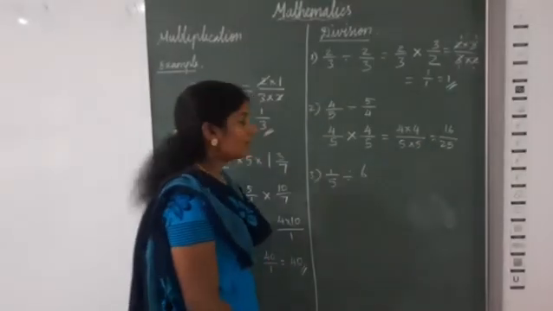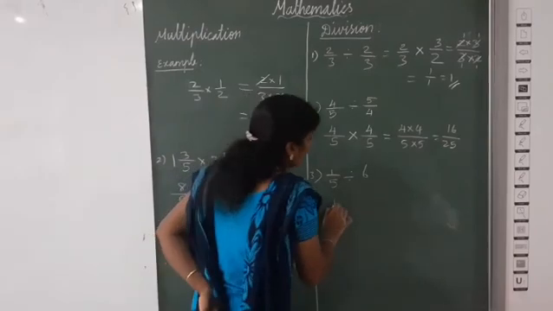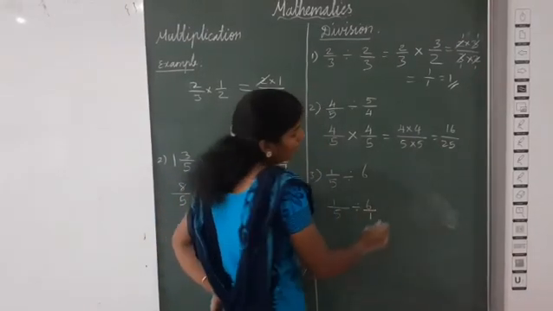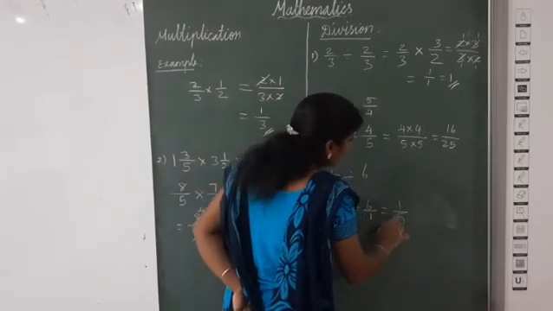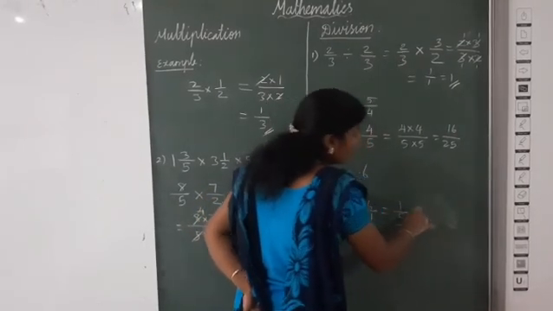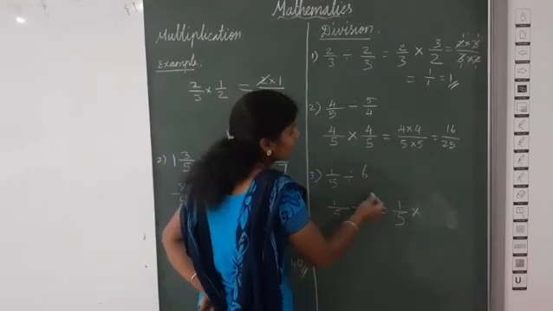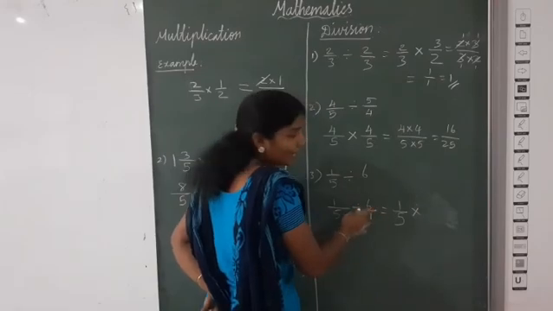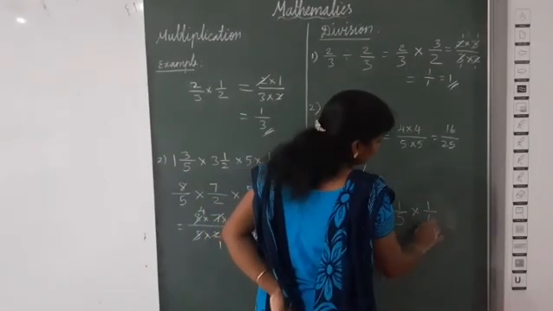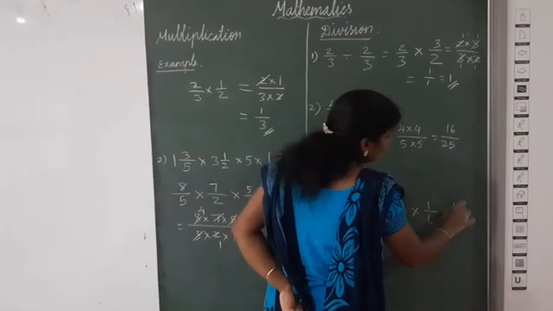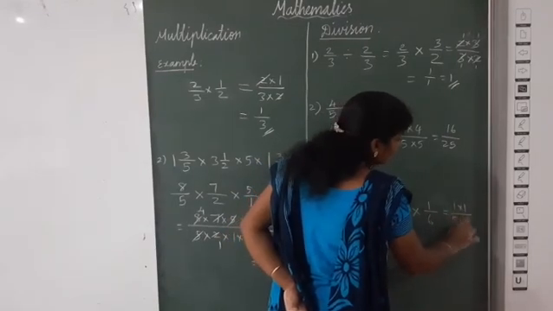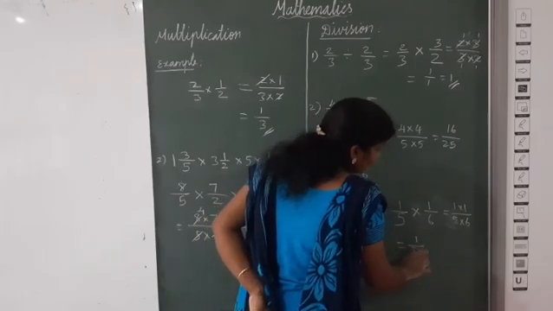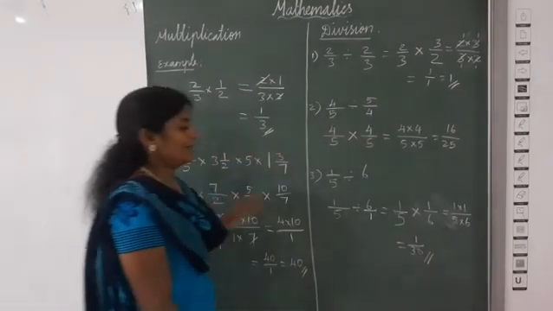That's all. Okay. Then 1 by 5 divided by 6. 6 means 6 by 1, isn't it? Equal to 1 by 5. This division symbol we can convert into the multiplication symbol. Next, the second fraction is written as the reciprocal of the second fraction. 6 by 1 means 1 by 6. Equal to numerator 1 into 1, denominator 5 into 6. 1 into 1, 1. 5 6s are 30. So this answer is 1 by 30.